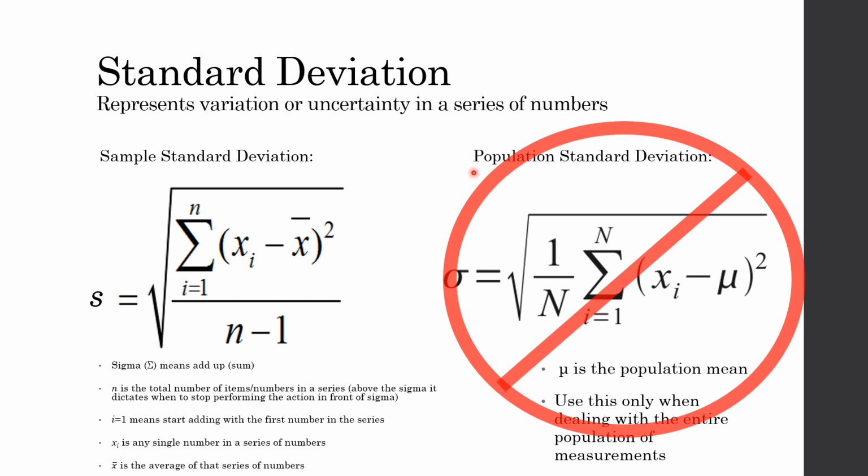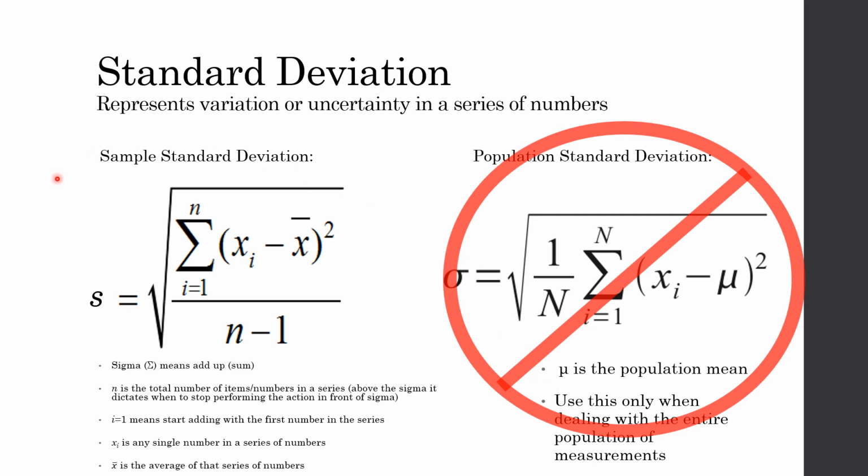Population standard deviation means that right here, if you see this little mu guy, you have the population mean. That means you have literally taken millions of measurements. Okay? So you are certain about what that mean is. Okay? Thankfully, or maybe not thankfully, we are not taking millions of measurements in physics class.